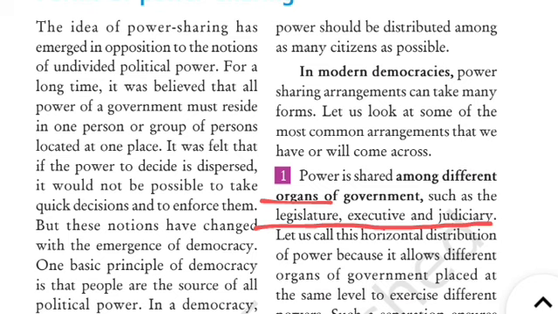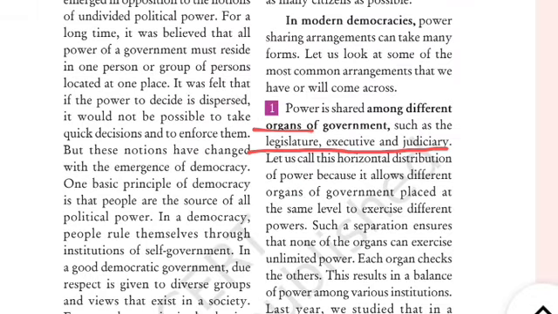Horizontal means everybody has equal power, and each organ checks the other, right? Like the legislature makes laws for the country, the executive implements them, and the judiciary judges them and punishes those who violate the law, right? So everybody is checking each other, and they all have limited power. They are not having unlimited power in any context, right? So power is shared among different organs of government such as legislature, executive and judiciary.